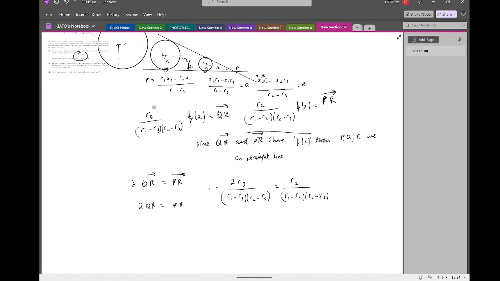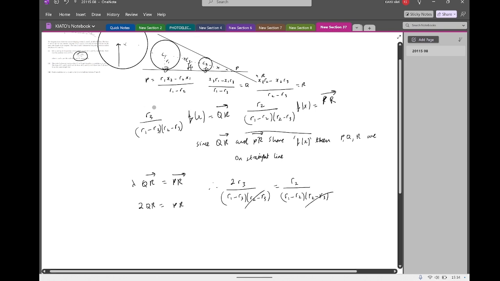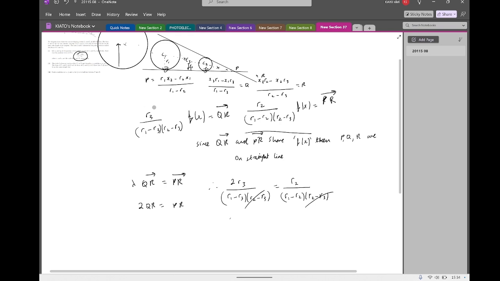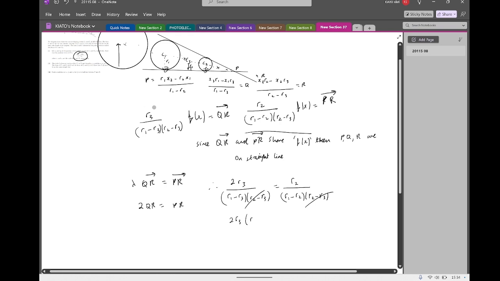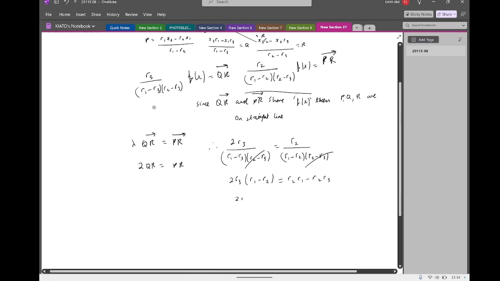Now this here can just cancel out, right? So then we get this thing happening. We can just do some expansions, and we get R1 minus R2 equals R2 R1 minus R2 R3. And we get 2 R1 R3 minus 2 R2 R3 minus R2 R1 minus R2 R3. We get this on the other side, so we get 3.